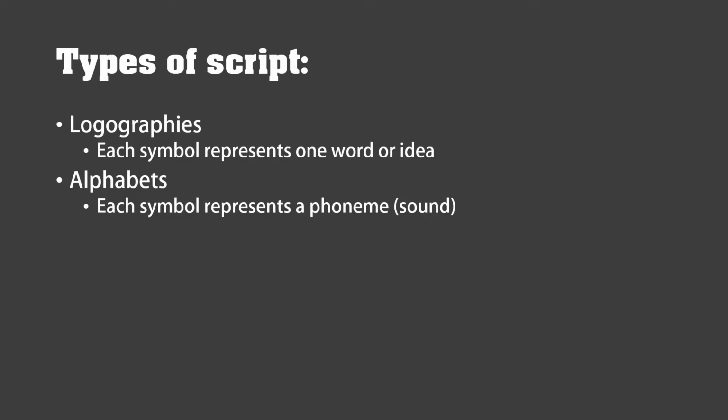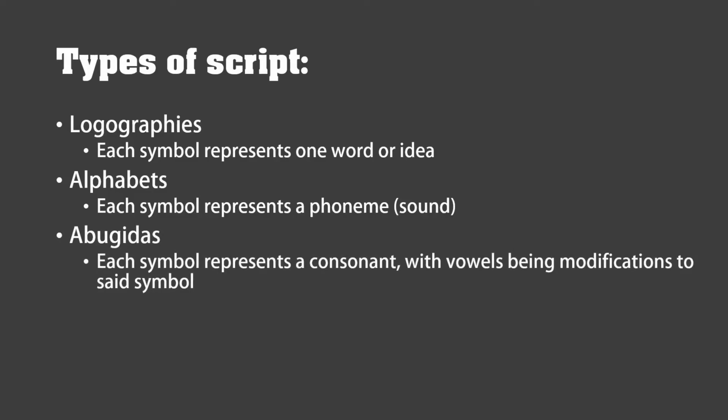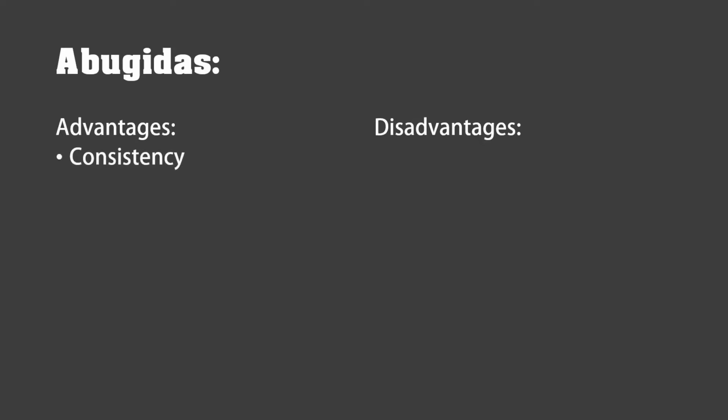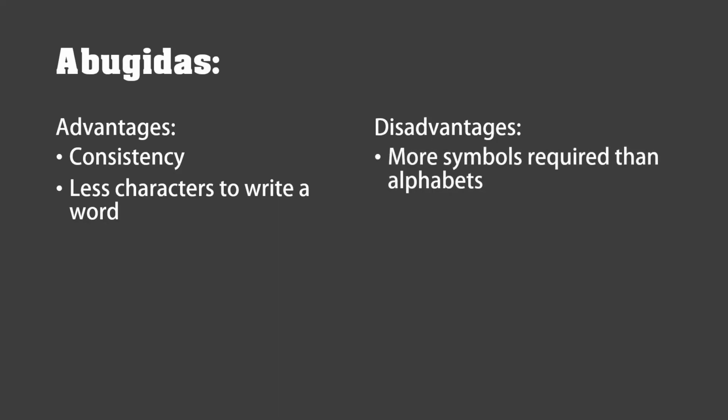Our next type of script is an abugida, where each symbol represents a consonant with vowels being modifications, as we can see there as well. Some examples are Devanagari in India, the one that I can't pronounce, and Brahmi. Advantages and disadvantages of abugidas are that they're quite consistent in their sounds and there are fewer characters to write per word. However, more symbols are required to learn than alphabets, and it's difficult to create new symbols.